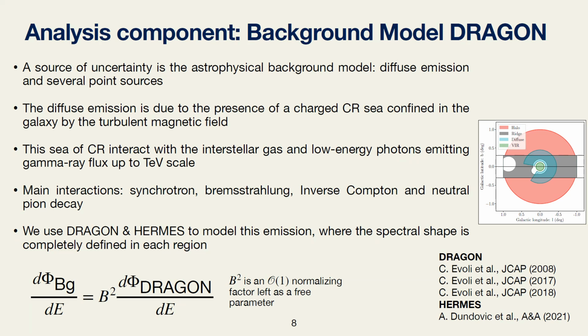And this sea of cosmic rays can interact with the gas and low energy photons, emitting a gamma ray flux up to TeV scales that we can indeed observe. The main interactions in this DRAGON code are synchrotron, Bremsstrahlung, inverse Compton, and the neutral pion decay. I will use DRAGON and HERMES to get the spectral shape of the emission, leaving as a free parameter this B squared parameter, which is a normalizing factor left in each region.